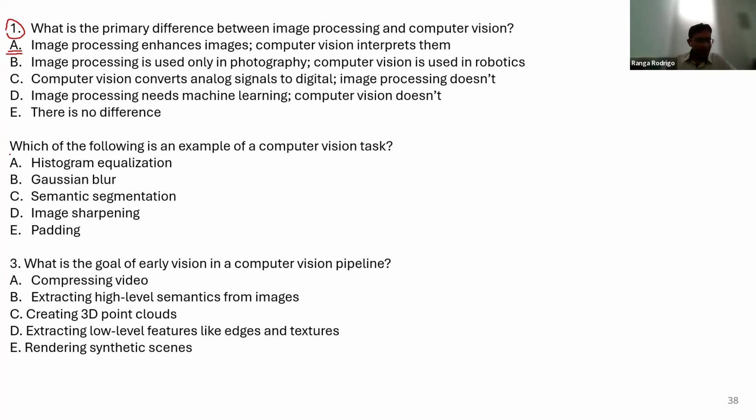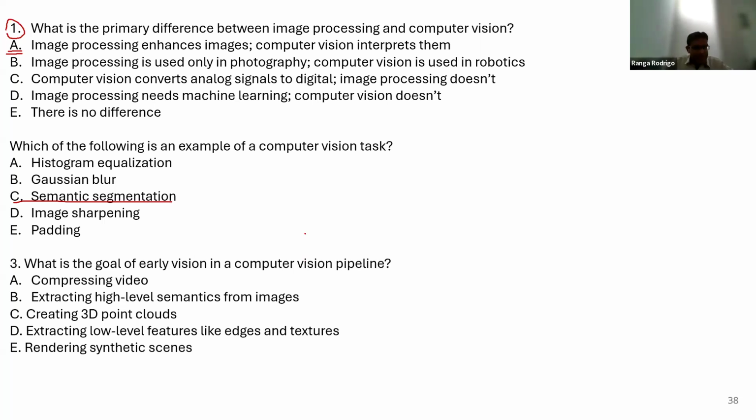Question number 2. Which of the following is an example of computer vision? Histogram equalization, Gaussian smoothing, semantic segmentation, image sharpening, padding. So semantic segmentation is a computer vision task. I showed that in the mask. Mask R-CNN is actually an instance segmentation one. So semantic segmentation is a computer vision task.